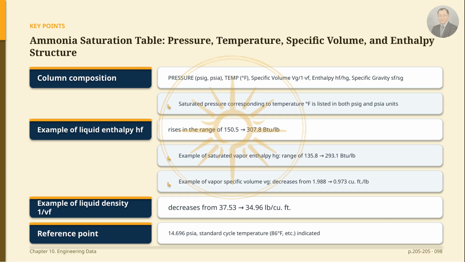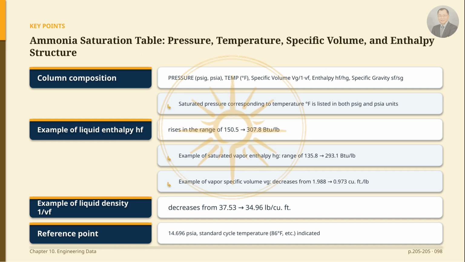I would like to introduce the body structure of the ammonia saturation properties table. Each row is based on the Fahrenheit temperature, and the corresponding saturation pressure is presented in both psig and psia units. The table is arranged with columns for vapor-specific volume Vg, the reciprocal of liquid density 1/Vf, liquid enthalpy HF and vapor enthalpy Hg, and the specific weights of liquid and vapor, SF and Sg.